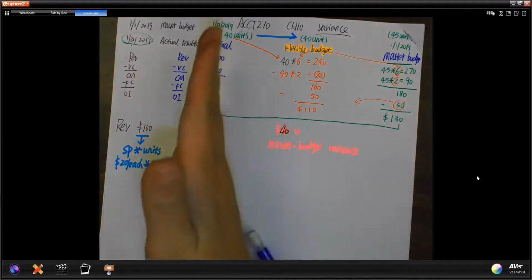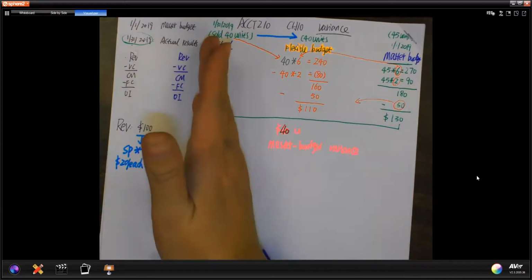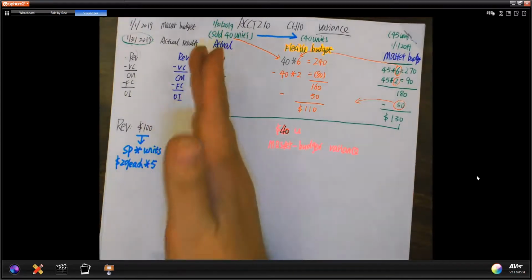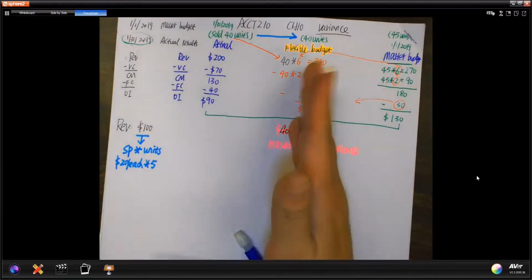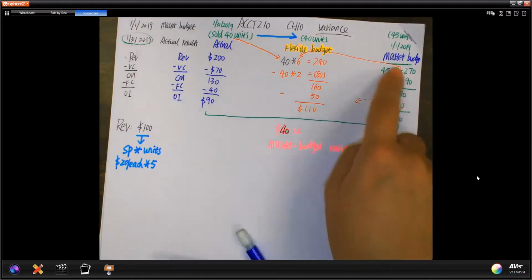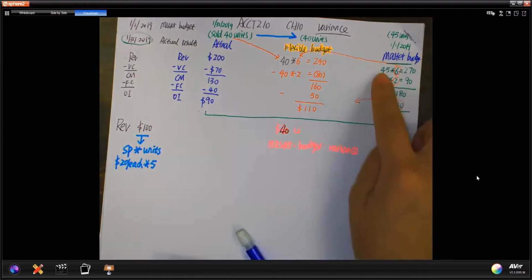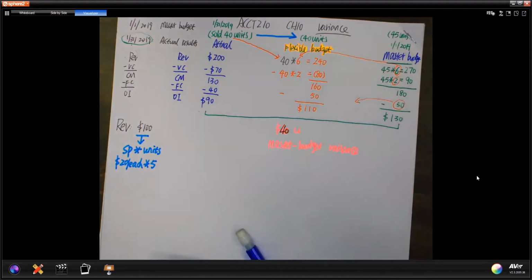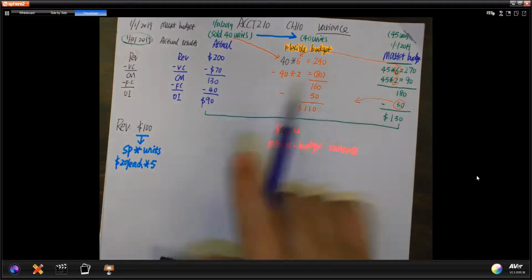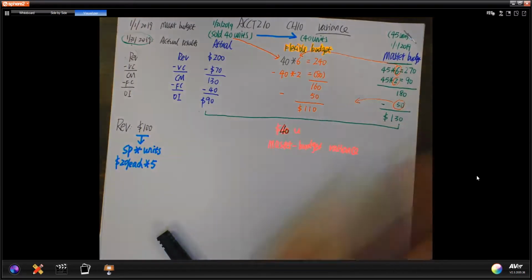Now you have these 3 columns. Your actual results, you got from your actual department. Your flexible budget, you use your actual units, but your budgeted price. And your master budget, you use your budgeted units and your budgeted price. Now you can figure out why you have this $40 unfavorable.